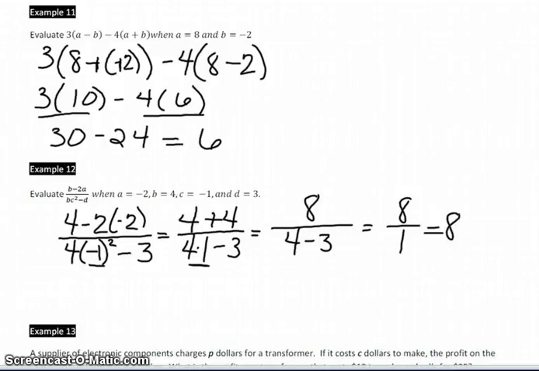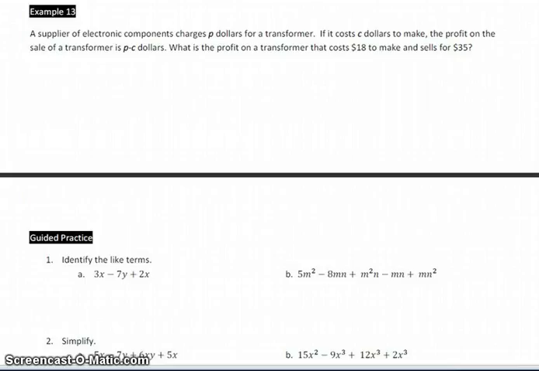Go ahead and try to do example 13. You're going to need to locate the expression, determine what those variables stand for, and also find the values that are given before you can evaluate and determine the profit. So go ahead, pause the video now, and start on example 13. When you're finished, turn it on and see how well you've done. Okay, let's see how you did.